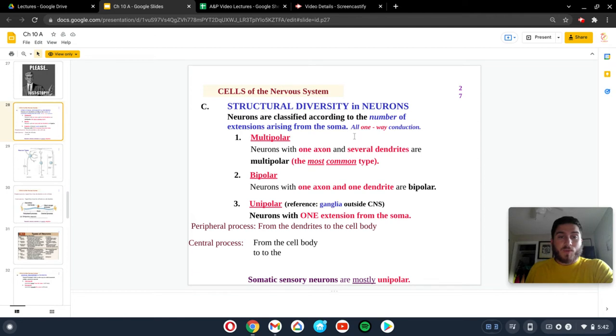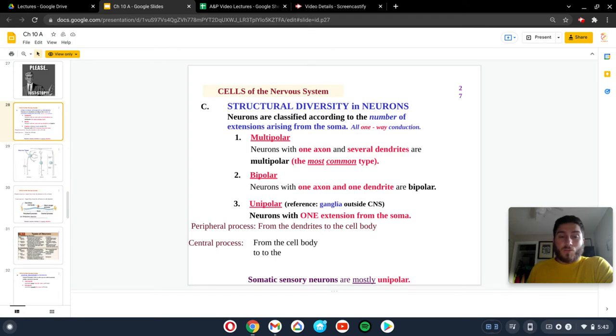So let's look at the names. We have multipolar, bipolar, and unipolar neurons. Multipolar neurons are going to have one axon and then several dendrites. There can be 2, there can be 15. It could be as many as the cell would like or can have, but there's one axon. Bipolar neurons are going to be neurons with one axon and one dendrite. And then unipolar neurons are going to have one extension from the soma.